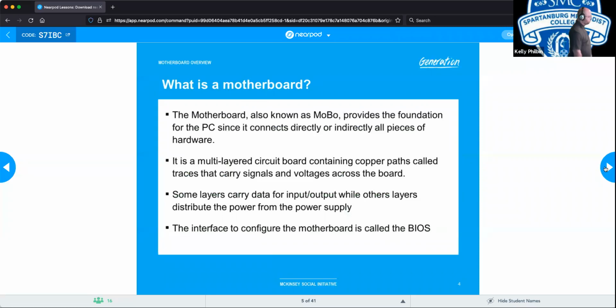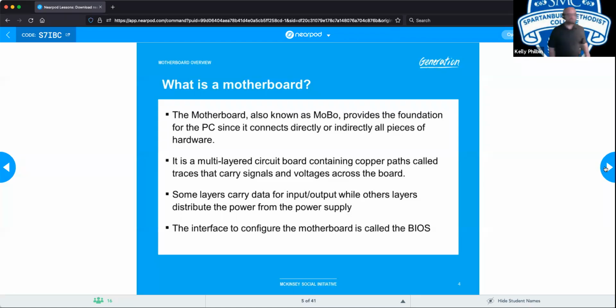So, basic terms. What is a motherboard? Sometimes it's stated that it's also known as a MOBO. I have never myself heard it put this way until I actually came to Generation. I always heard it called just a motherboard. I do know some people heavily in the IT field, and I've never heard them use this term, but apparently it is a common term used for referring to motherboards.